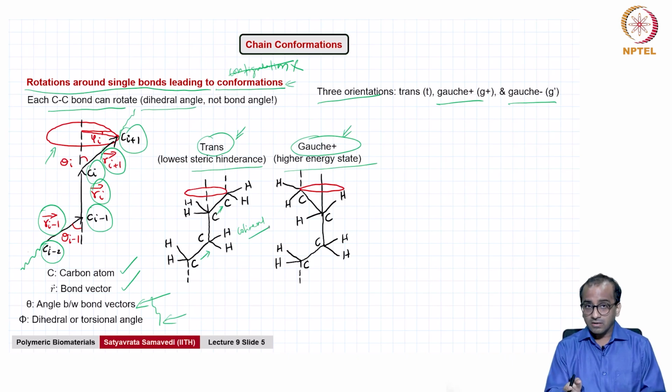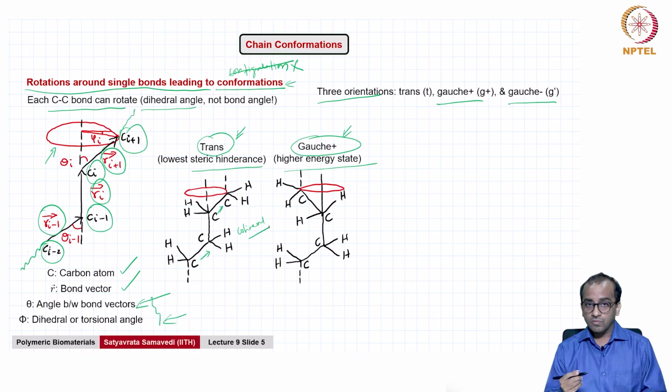The gauche state is also a staggered state, but is a higher energy state than the trans state, because there is some level of steric hindrance as compared to the trans state among the atoms attached along the carbons, as shown in this diagram here. Now, for a polyethylene molecule, it may be hard for you to appreciate exactly what is going on here.